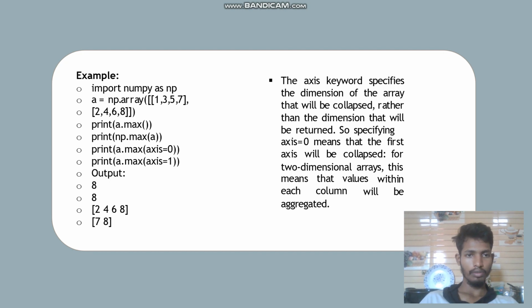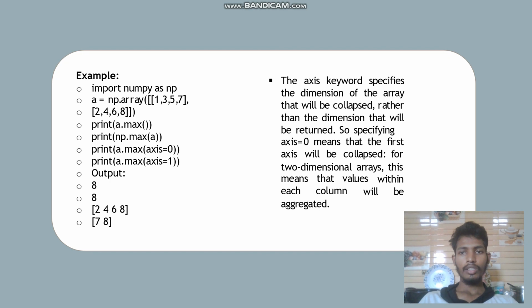Output: a.max gives the maximum value of the entire two-dimensional array, and np.max of a also returns the maximum value of the entire array. When we consider print a.max of axis equals 0, we will get 2, 4, 6, 8. Print a.max of axis equals 1, we get 7, 8. This refers to row and this refers to column.